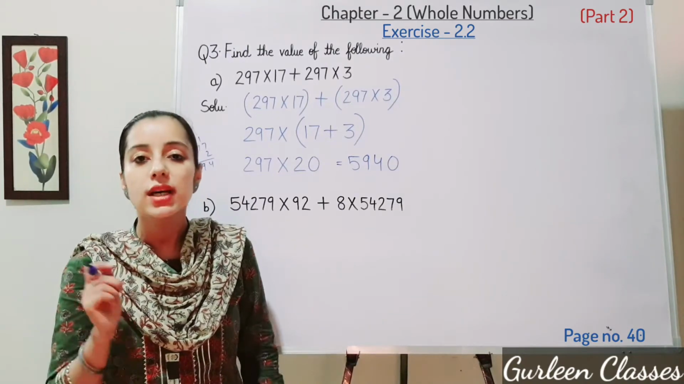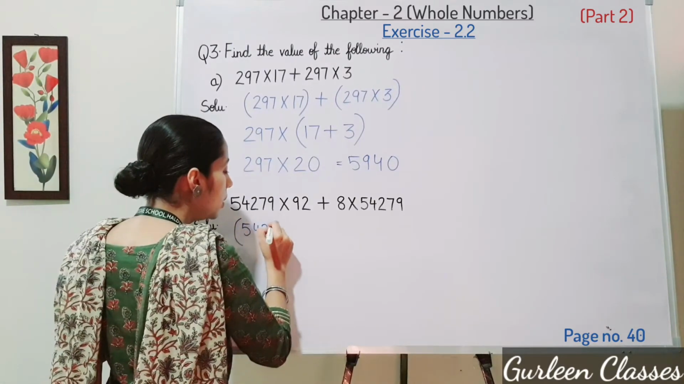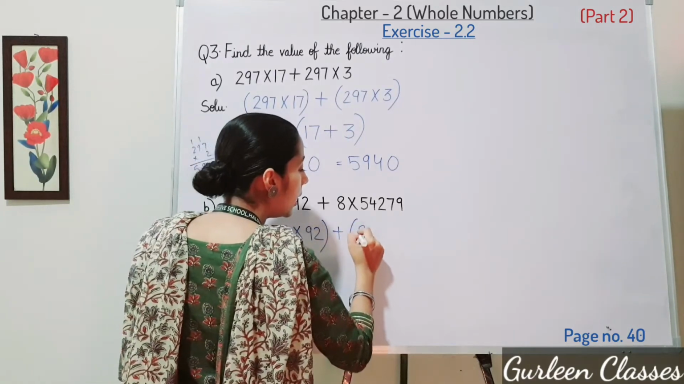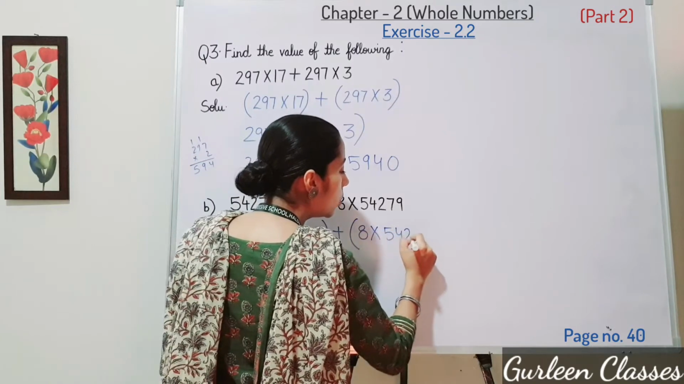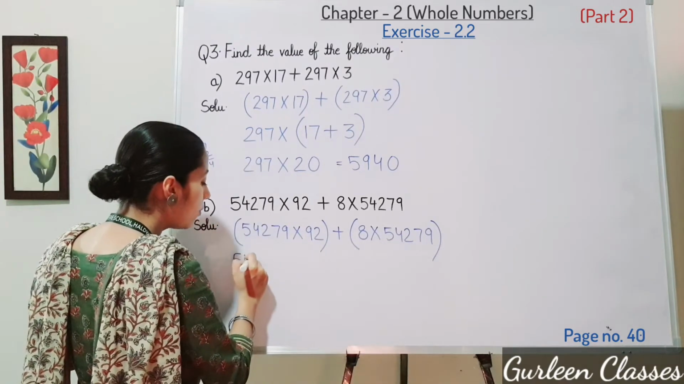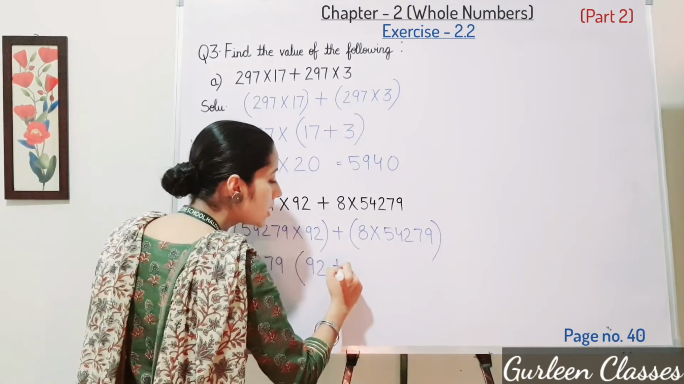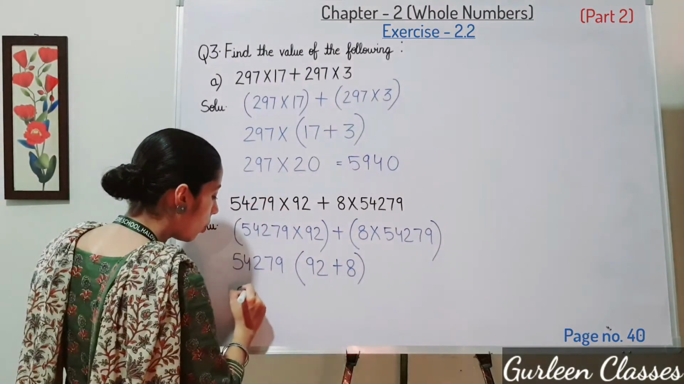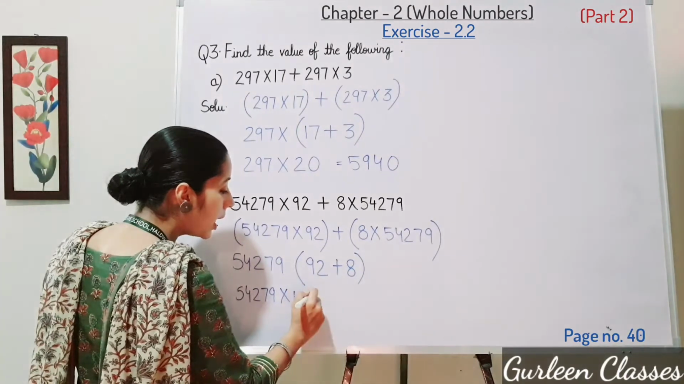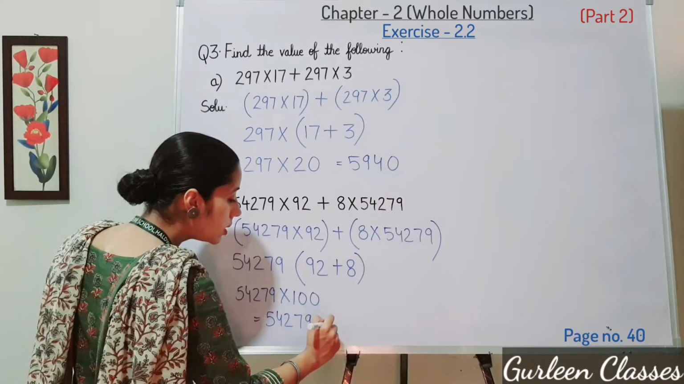Now B part: 54279 into 92 plus 54279 into 8. So same way we will do. First step is to make the bracket. So write here 54279 into 92. In another bracket you will write 8 into 54279. So in both the brackets we have this common. Write outside 54279 bracket 92 plus 8. So 54279 into 92 plus 8, that is 100. So your answer is 5427900.